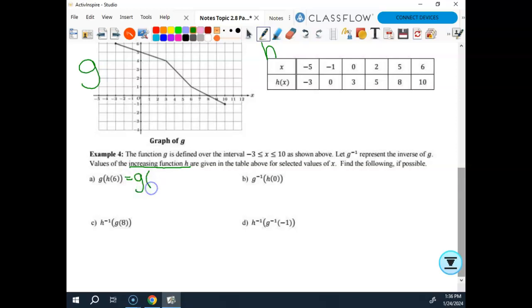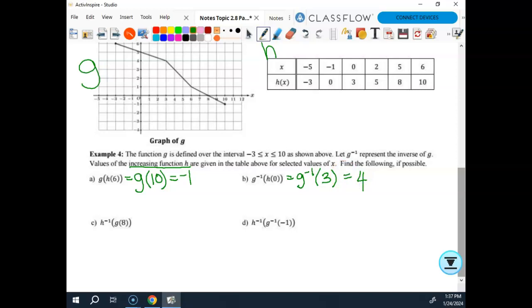So that means I want g of, what is h of 6? 10. And then what is g of 10? -1. Okay. Everybody good with that? All right. So then I want g inverse of h of 0. What is h of 0? 3. And then g inverse of 3 is 4. Y'all agree with that? All right.